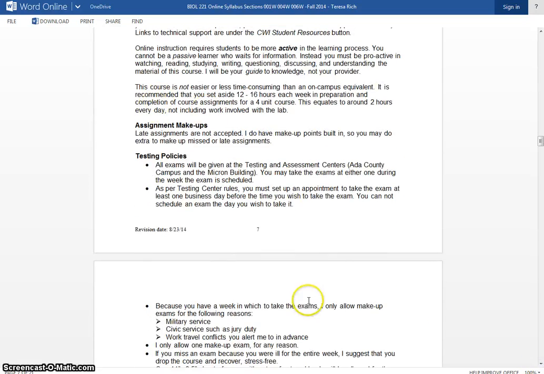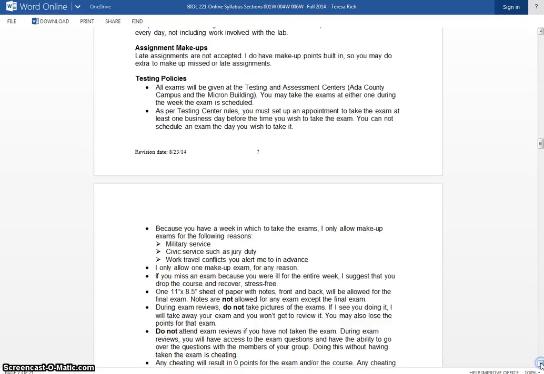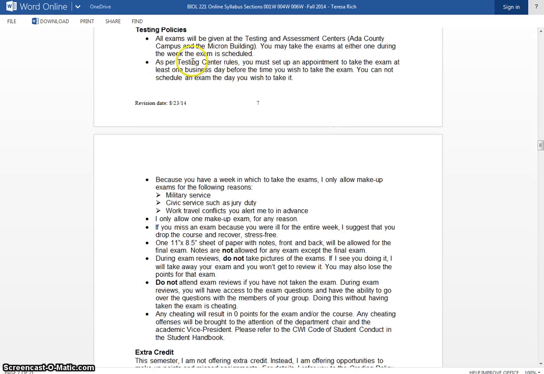Assignment makeups, not quite sure why I have that twice. Testing policies. Tests will be given at the testing and assessment centers. We have one at Ada County, and we also have one at the Micron building. I have under the course documents button and in the directions folder, directions on how to sign up 4 times to take the exams. You have to sign up at least 1 day before you want to take the exam.